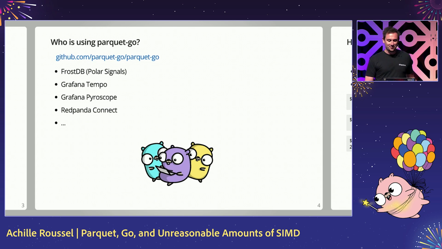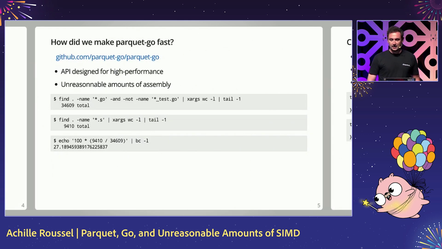Fortunately, I met a couple of friends from Polar Signals and Grafana Labs at the time who were looking for a similar solution. So I open sourced Parquet-go, and we created a little community of maintainers to develop and build the project. And you might ask, how did we make it fast? For me, there were really two key choices that we made. One was the design of the high-level APIs that really enabled high performance. And the other one was just to write all the data crunching parts in assembly.